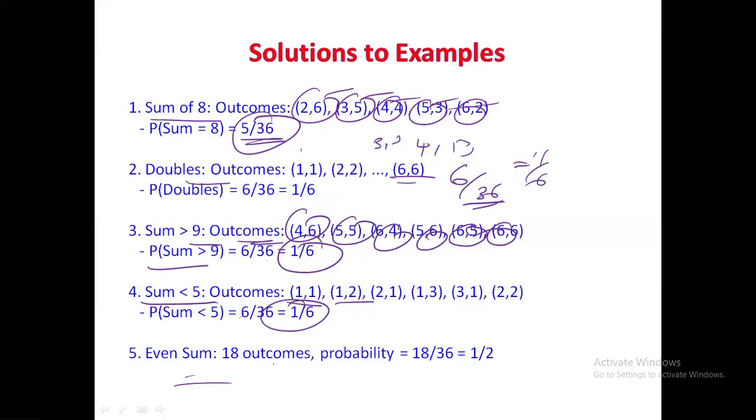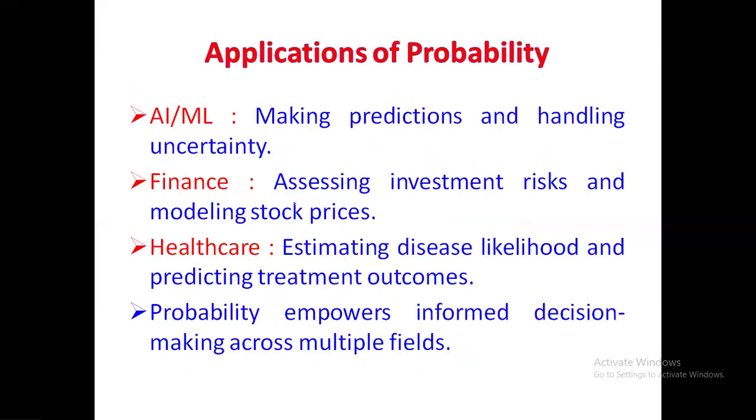So even sum: how many even sums will be there? 18 outcomes. Probability is 18 divided by 36. So in this way, we can solve n number of problems. Hope everyone understood the basics of probability theory. We will solve more problems in the future.